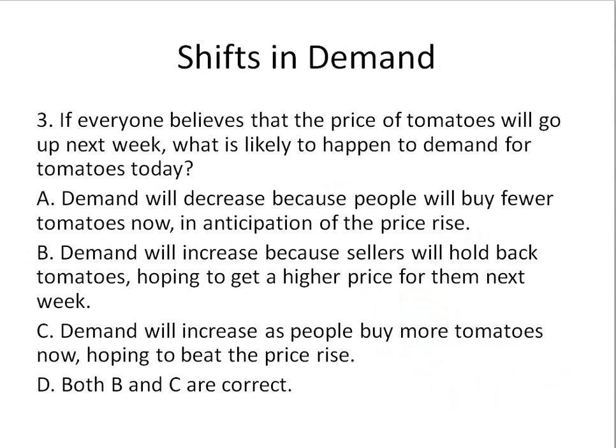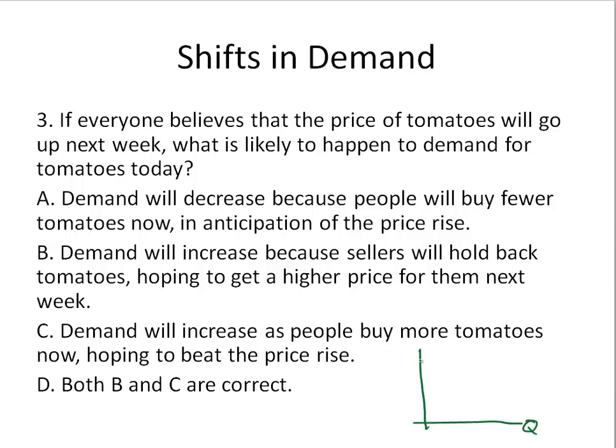Let's go on to demand curves. A lot of things would shift the demand curve, as we mentioned, change in income, change in the price of a related good. In this case, we're looking at everyone believes the price of tomatoes will go up next week. What is likely to happen to the demand for tomatoes? Well, if buyers expect the price to go up, they want to buy it when it's still cheaper. So in this case, what we would expect to see would be something like this.